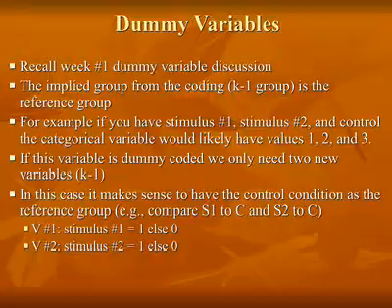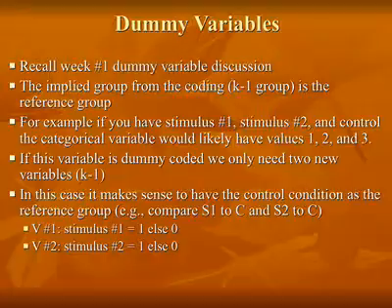K minus 1. And in this case, for me anyway, it makes sense in this context to have the control condition be the reference group or the implied group. Because then we're going to compare stimulus 1 to the control and stimulus 2 to the control, right? And so just remember that the group that's implied, or the K minus 1 group, the group that's left out, or the reference group, is the group that you're going to be comparing to.